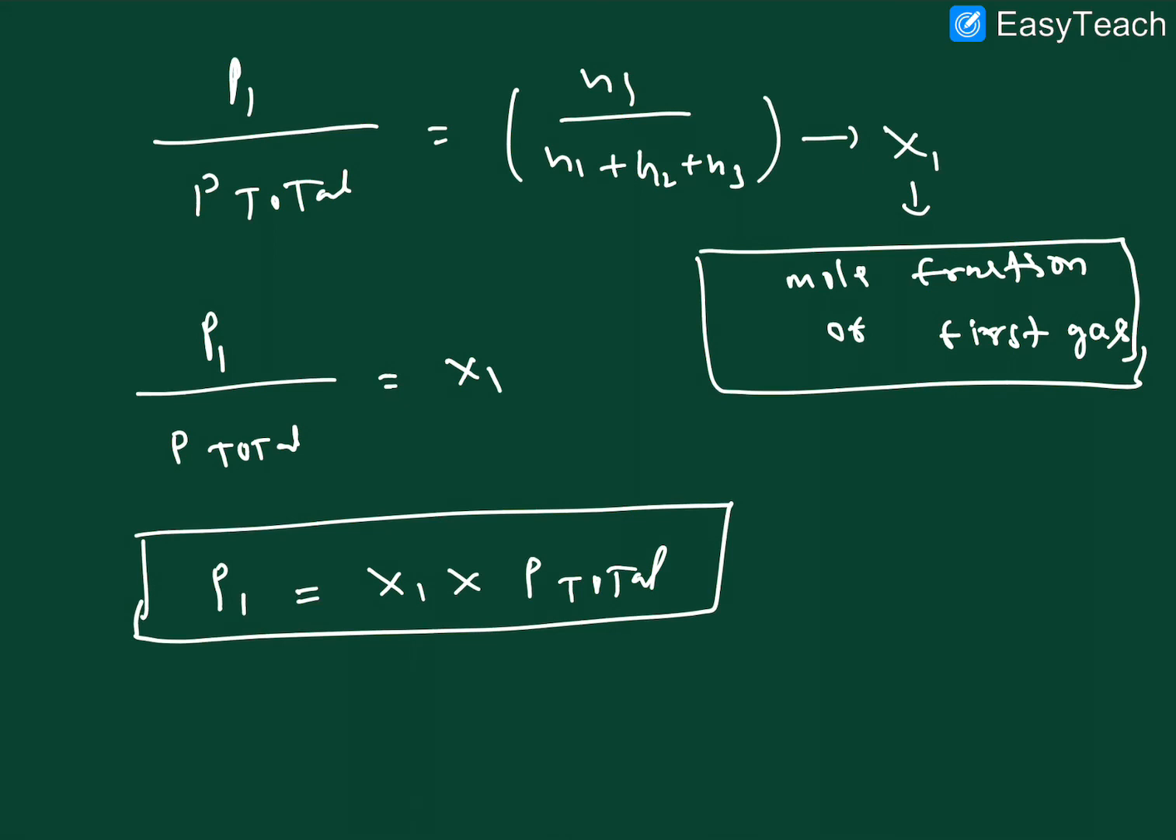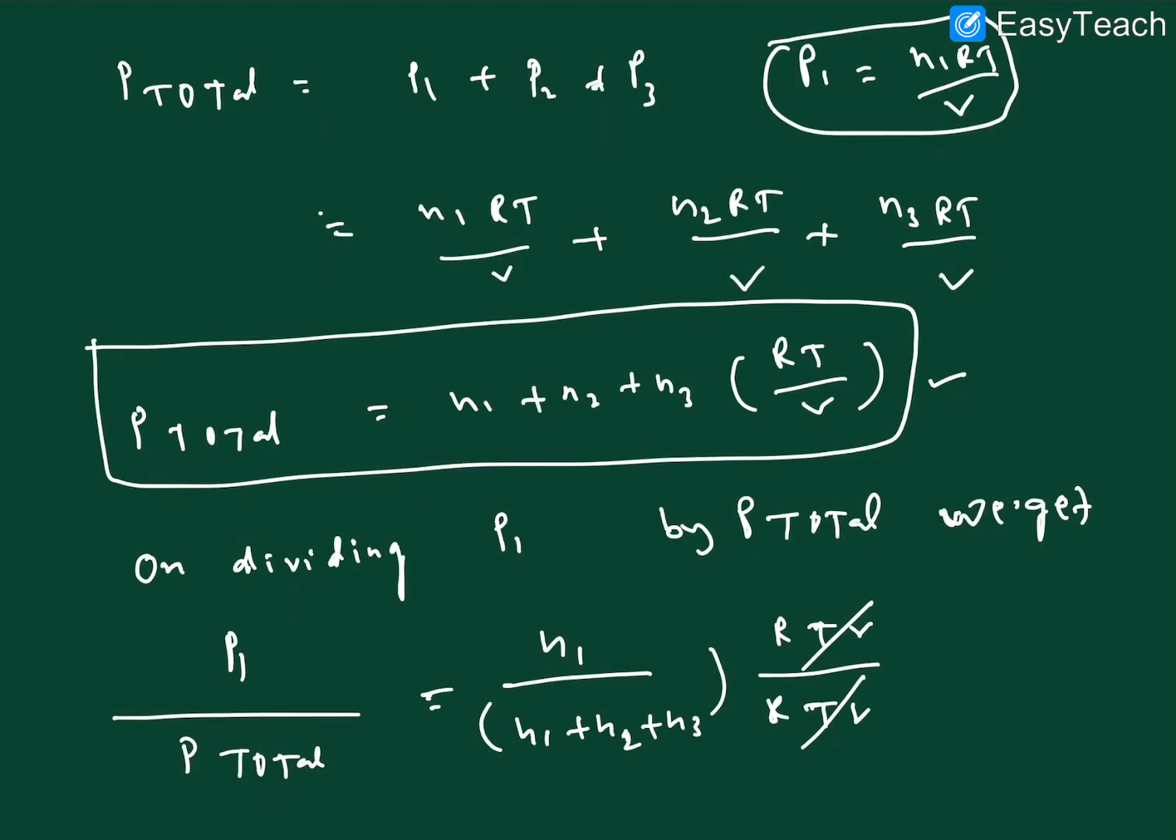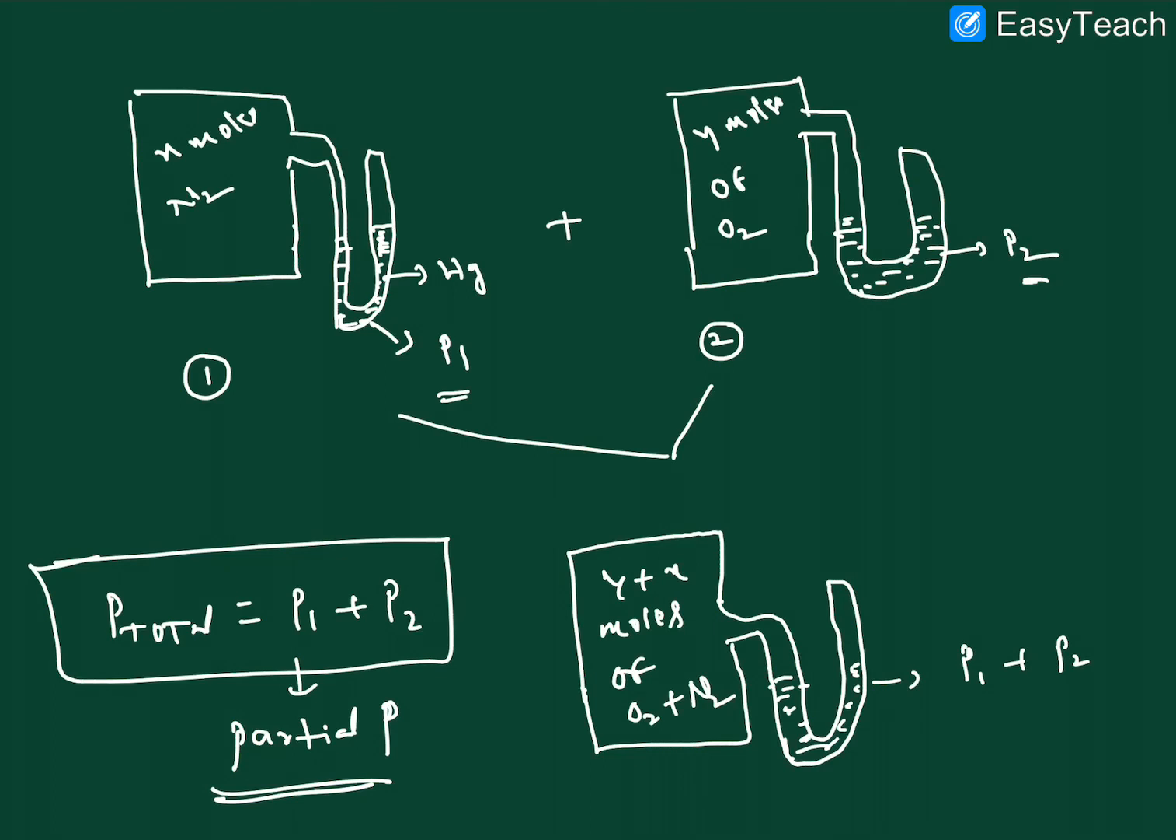Right? So here the partial pressure of a gas in a mixture is equal to the product of the mole fraction and the total pressure, right? So in a mixture, the partial pressure of a gas is equal to the product of the mole fraction of that gas and the total pressure. I hope it is clear. So this is the information regarding Dalton's law, right? This is Dalton's law.